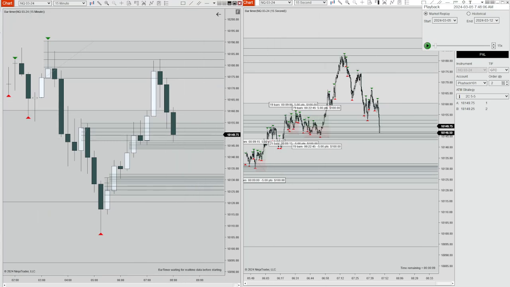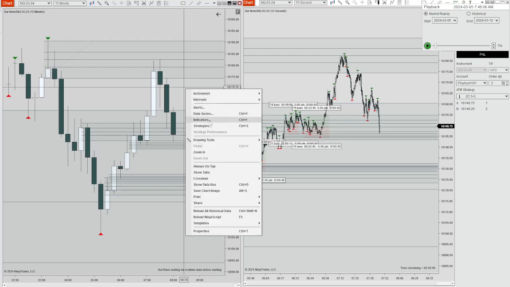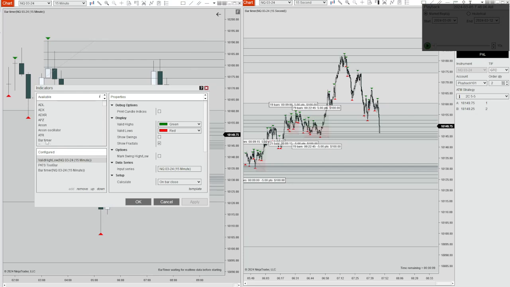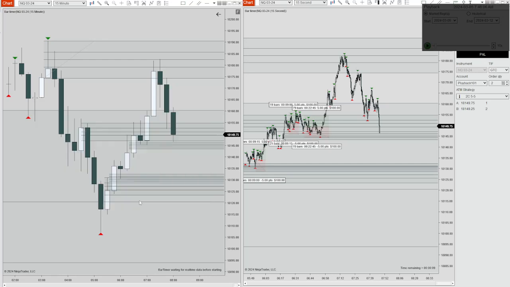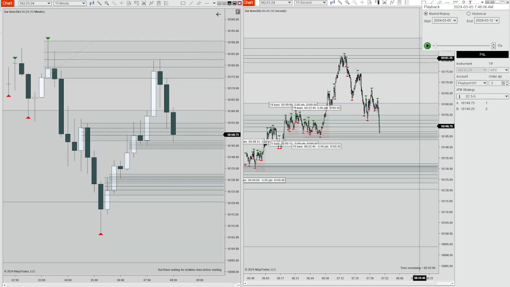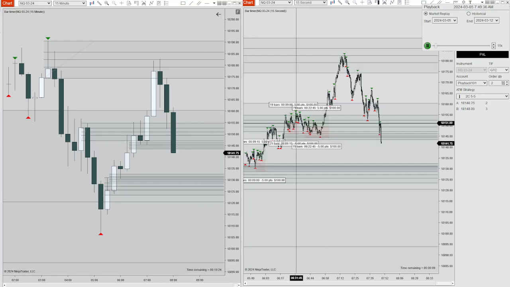created yet. My bar replay is not working. Let me fix that. Do you guys know a better way to fix it? Sometimes the bar replay doesn't work, so what I do is I just remove and re-add it, and then it starts working again. See, it's working now, but that's annoying.